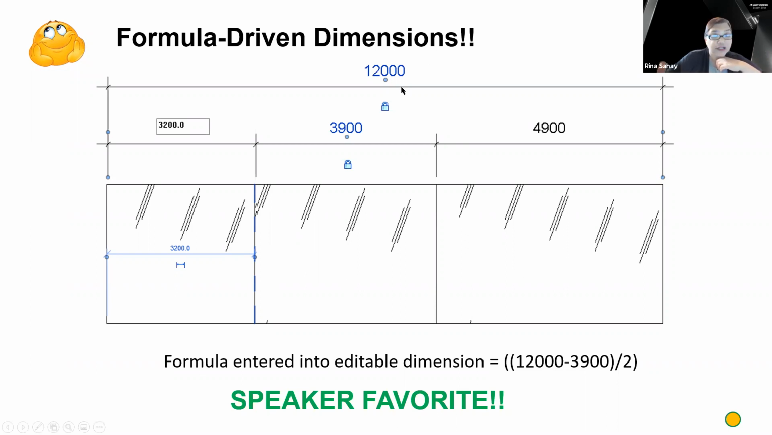So I go ahead, I lock the overall dimension, I lock the static dimension. The other two, the 3,200 and the 4,900 panels, they need to be equal. In this case, what do I do? I select this curtain grid, make sure that the dimension is editable, and I enter in a formula. To tell Revit that I'm trying to create a formula-driven dimension, I would need to start by typing in the equals to sign, and Revit will do what I want it to do.